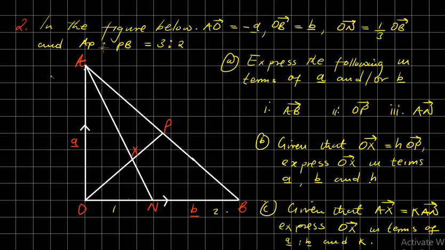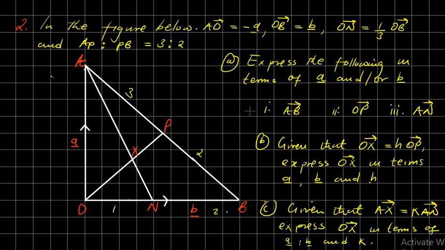Now they are saying that AP to BP is 3 to 2. So AP is 3, let's put these numbers, and PB is equal to 2. So the total length of this line is 5. From A to P it is 3 out of 5, then from P to B we have 2 out of 5.